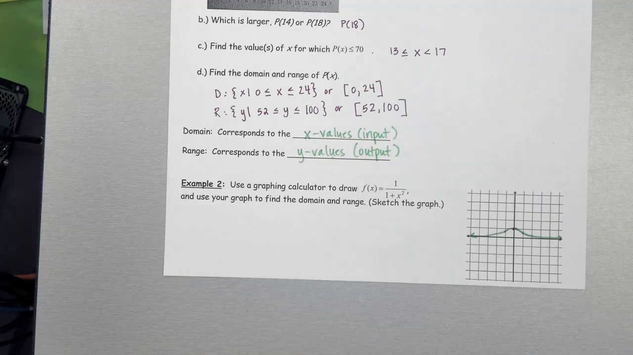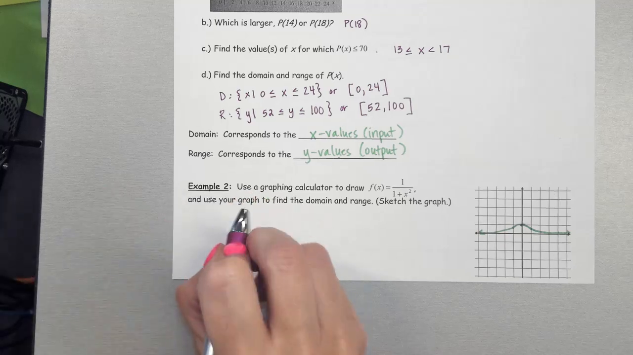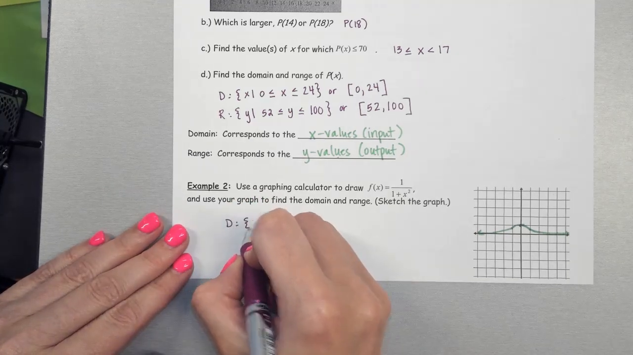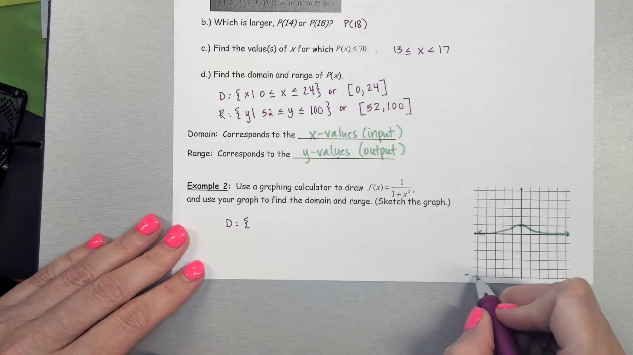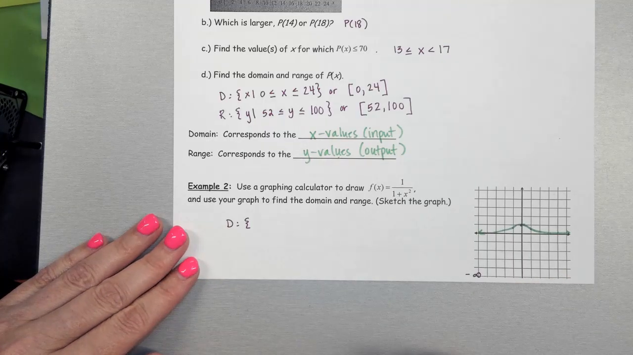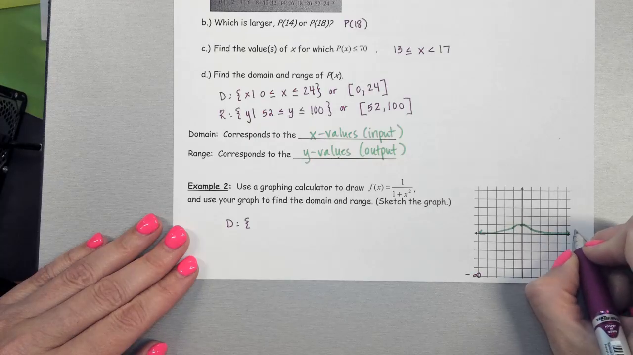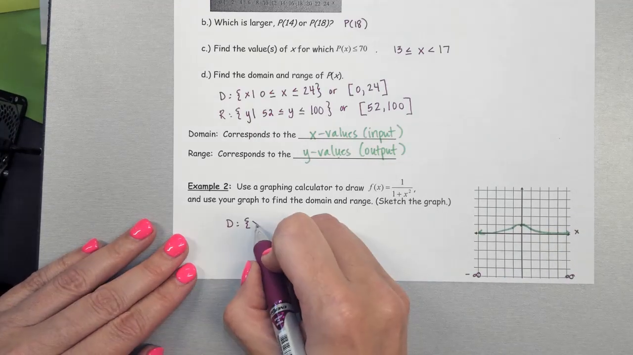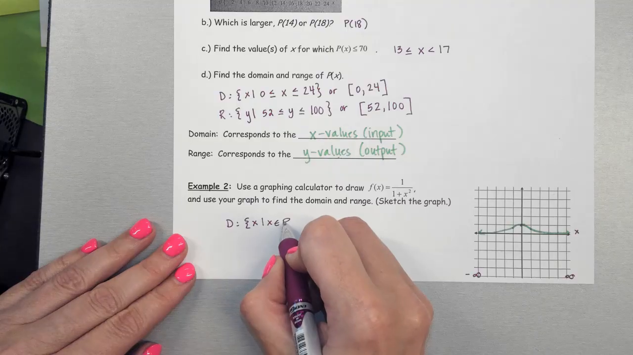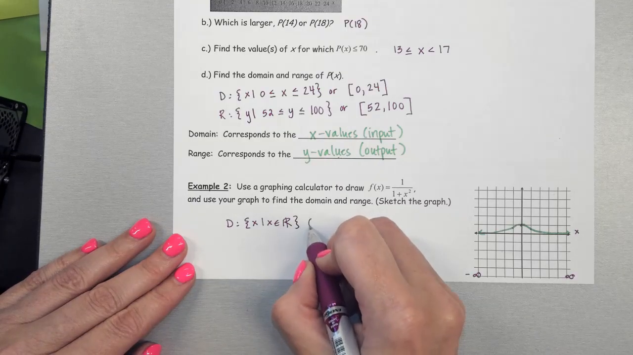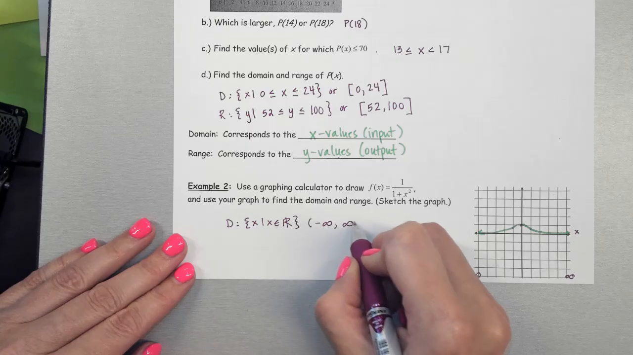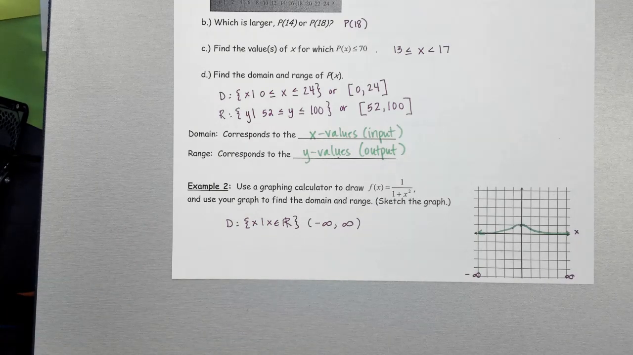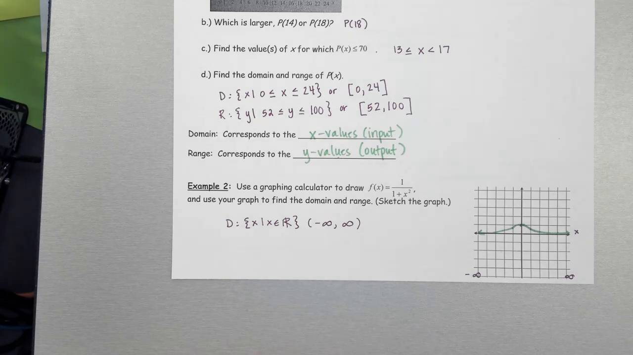Okay, and then for your domain, you're looking at your input values, your x values. So here, this arrow means x is going to extend to negative infinity. This arrow means your x is going to extend to positive infinity. So your domain is all real numbers. And again, we just need to be able to recognize these in both forms, set builder notation and interval notation.